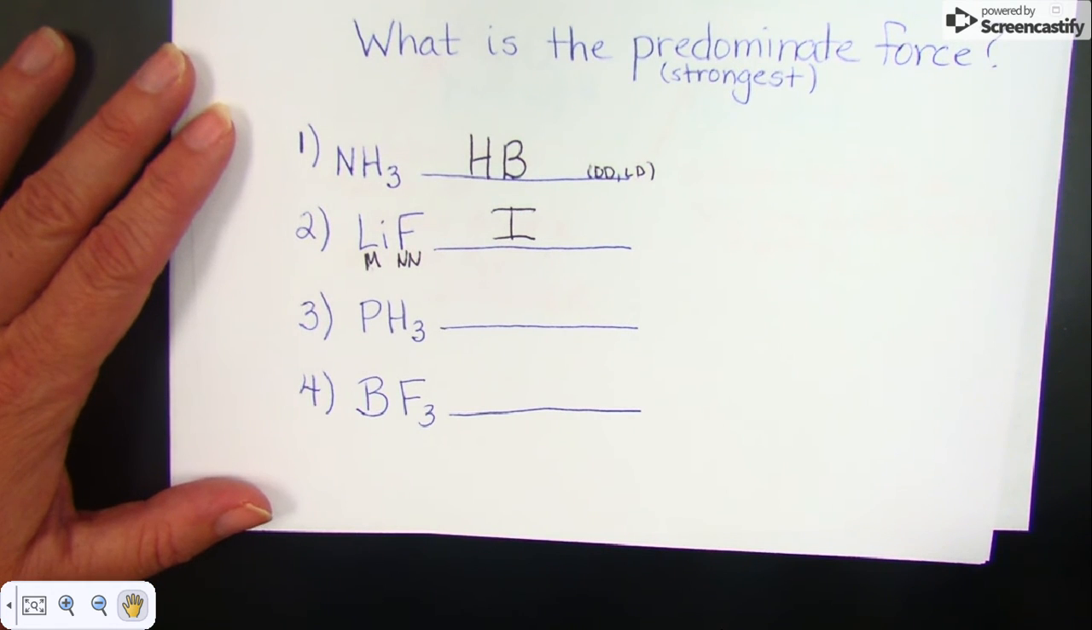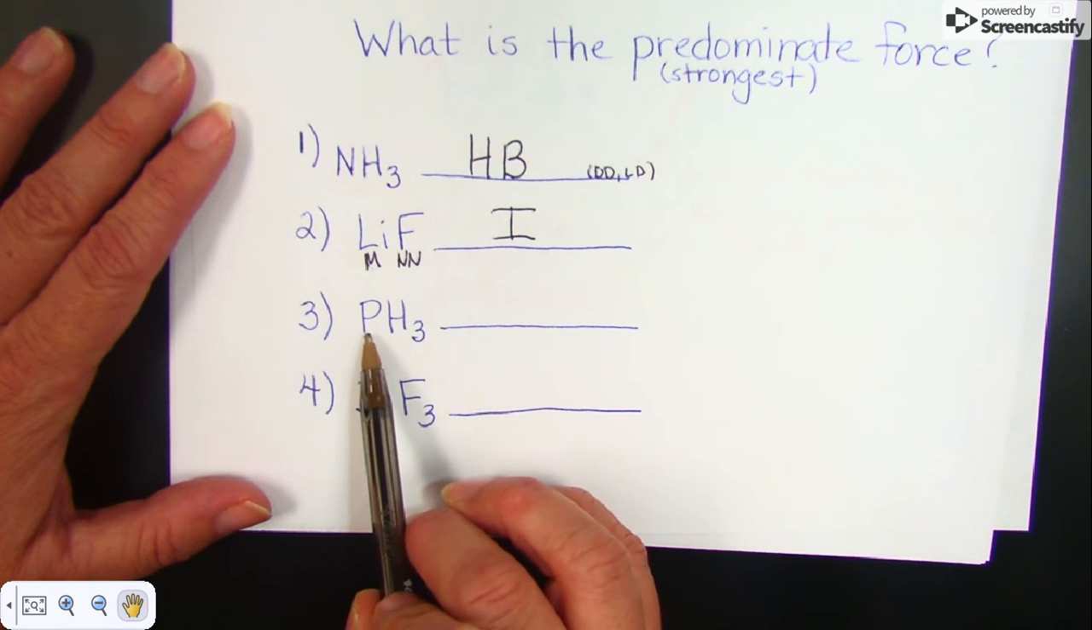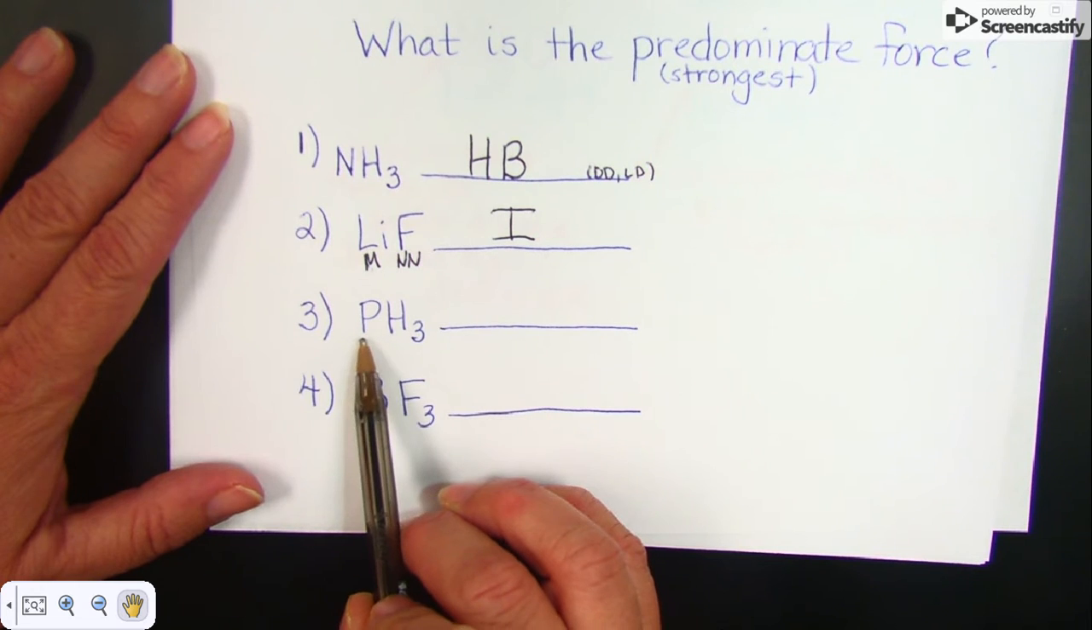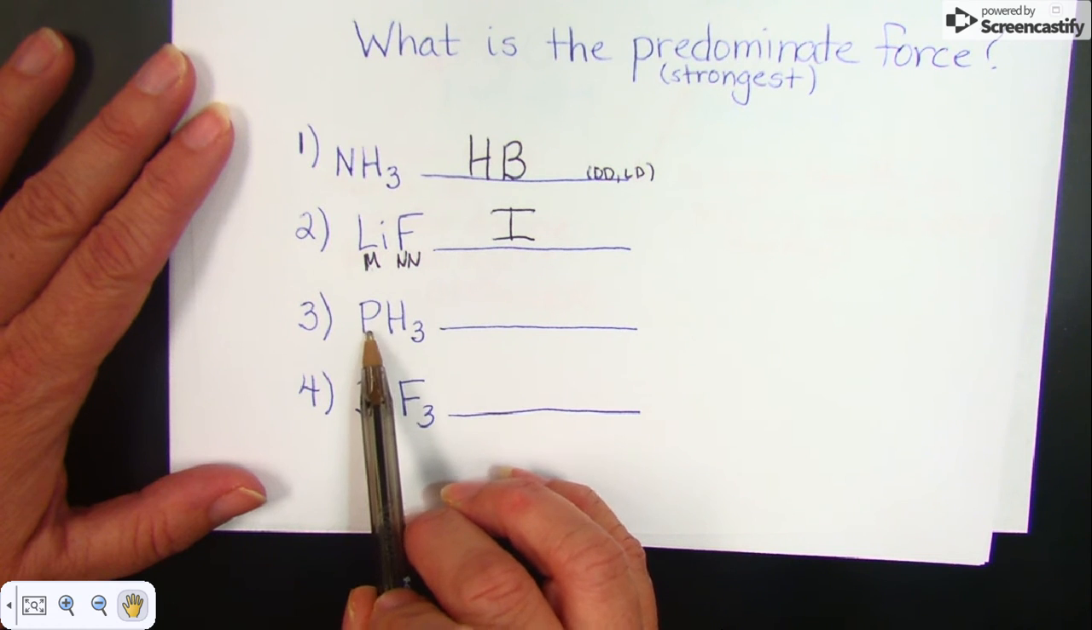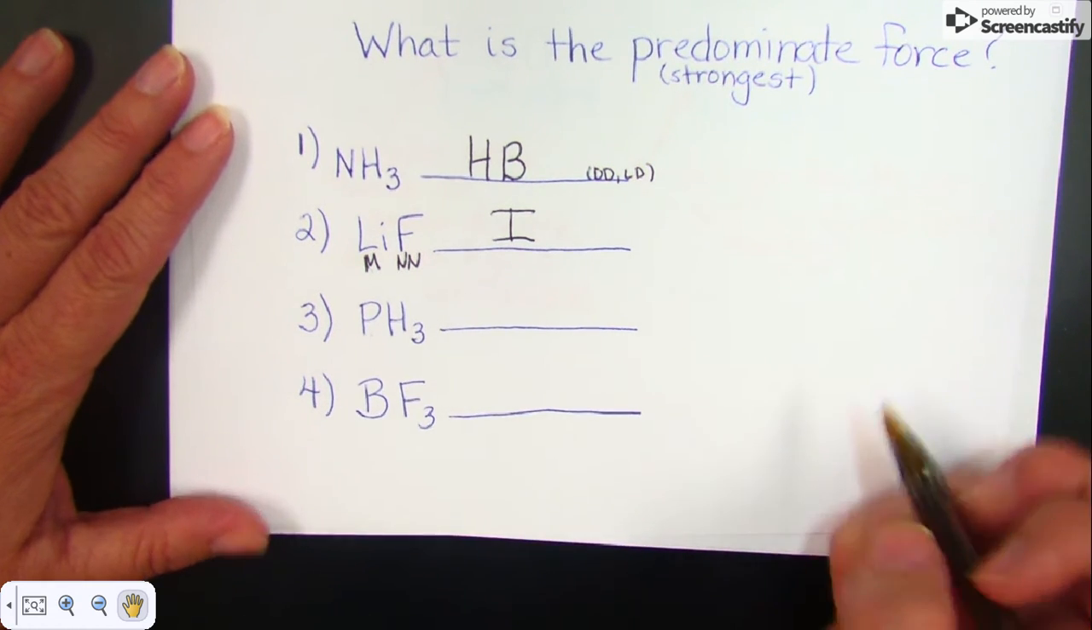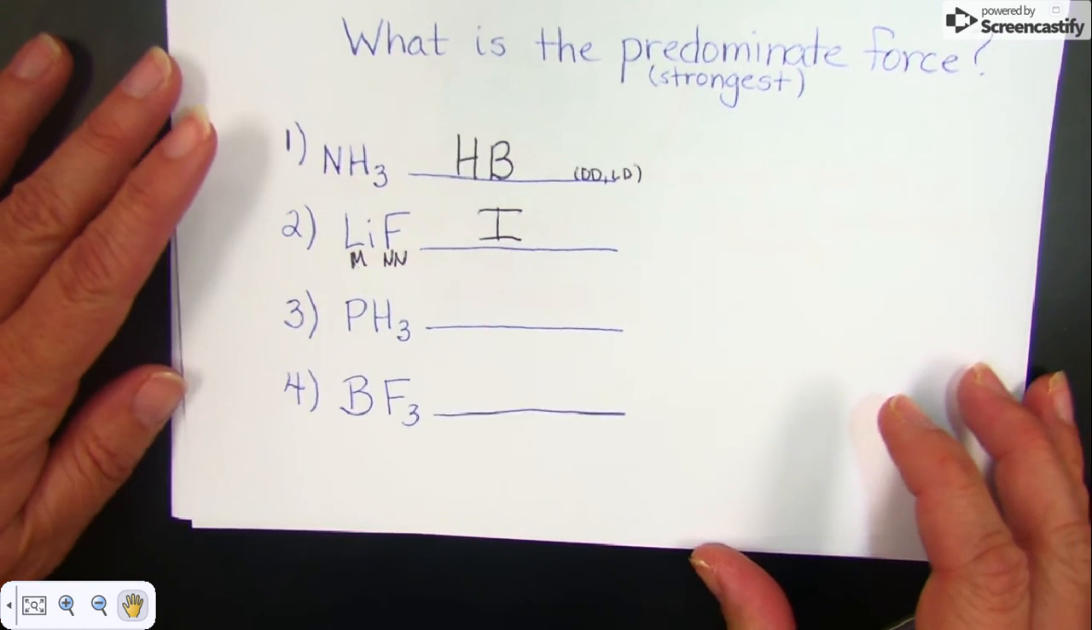PH3. Now this one could be a little tougher. I look first though and I say, is it ionic? No, that is not a metal. Phosphorus is not. Is it hydrogen bonding? Well, I do have the hydrogen, but is that P on? Is that an F, an O, or an N? No, that is not. So we must figure out, is it dipole-dipole or London dispersion?